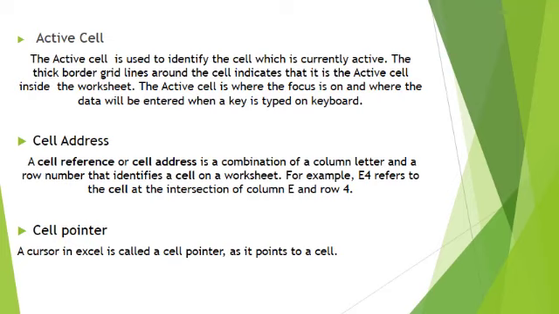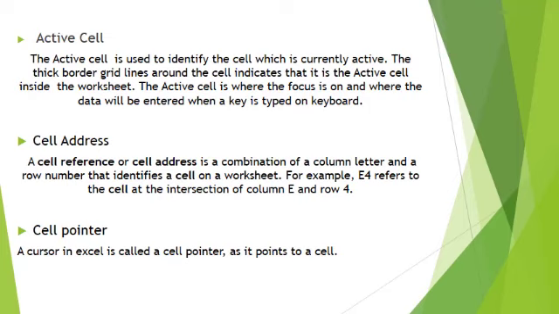Next is cell address. A cell address or cell reference is a unique alphanumeric value that is used to identify a specific cell in a spreadsheet. Every cell in a worksheet has a unique cell address. The column and row headings are used to give a specific address to a cell.